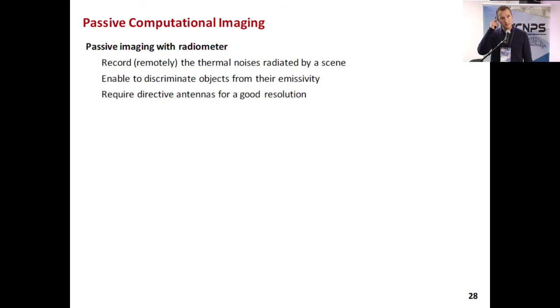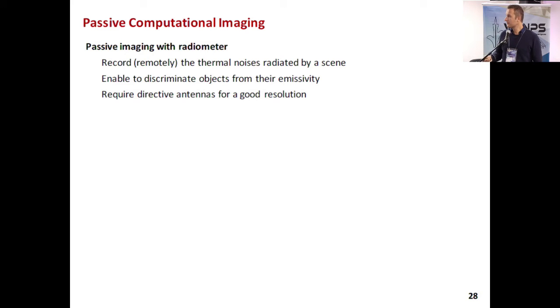Okay, I move now to passive computational imaging because we use the same box to perform some passive imaging. So first, some reminders: passive imaging with a radiometer. You are recording remotely the thermal noise radiated by a scene. So you can discriminate objects from their emissivity, from their ability to emit thermal noise. Of course, it requires a very directive antenna if you want a good resolution.